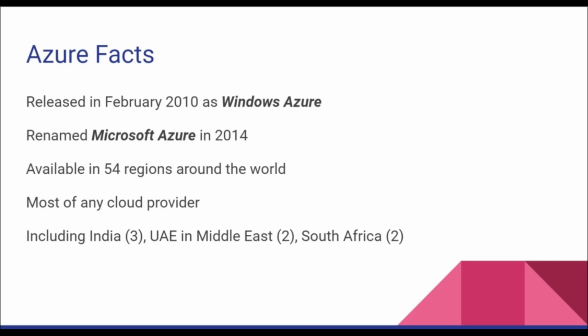54 regions around the world, and that is the most of any cloud provider. So comparing, even AWS might have bigger revenue and a little bit bigger market share. Azure has established the investments in the buildings and the wires and the computers and the locations, exceeding even AWS in that respect. They've got data centers and regions in India, the United Arab Emirates, and even in South Africa.